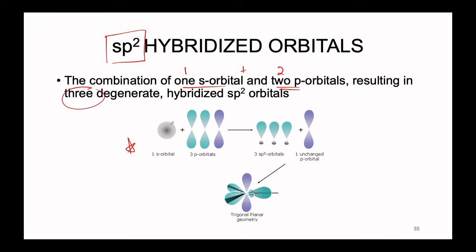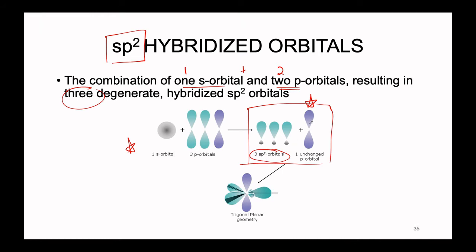Our 1 s orbital, illustrated in gray, and the 3 p orbitals, 2 of which are teal and 1 of which is purple, we can see merge together in the sp2 case, giving us 3 new sp2 orbitals, which are a combination of the teal and the gray, just like before, illustrating s and p character inside of these orbitals. But we can also see that we have one unchanged p orbital. This is the one that is illustrated in purple. This one unchanged p orbital does remain as a leftover. It is still present around the central atom. It's not a part of the hybridization. It's just kind of there.